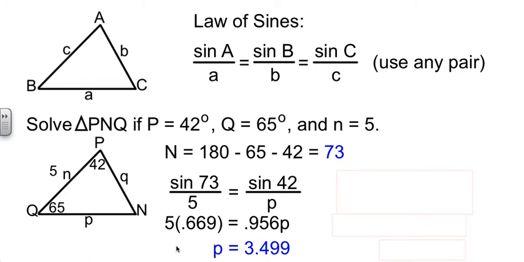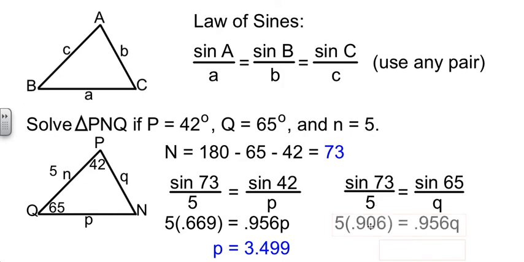Now that we have that solved, we can go through the same process to get Q. Sine of 73 over its side equals sine of 65 over its side. Cross multiply, and while I'm at it, I'm going to get the values for the angles. Multiply by those and then divide by the 0.956 gives me a value for Q.